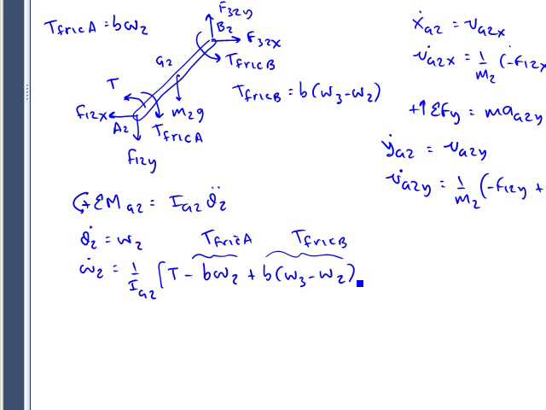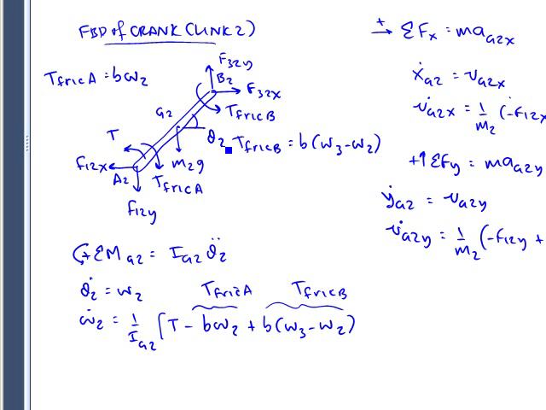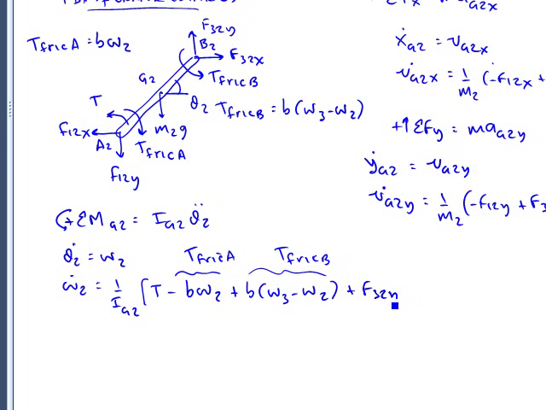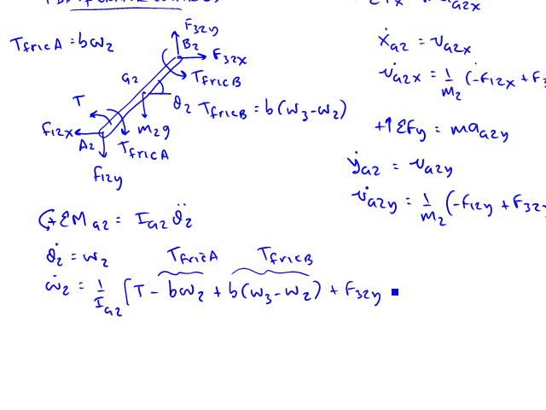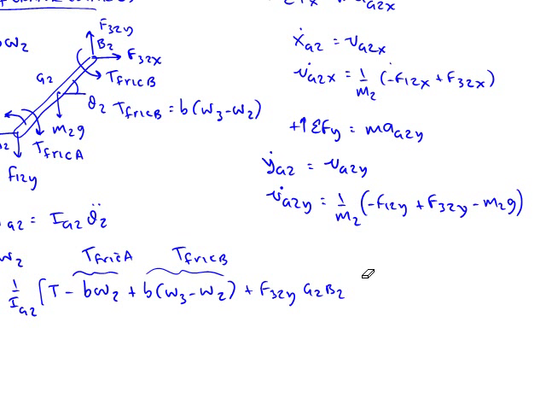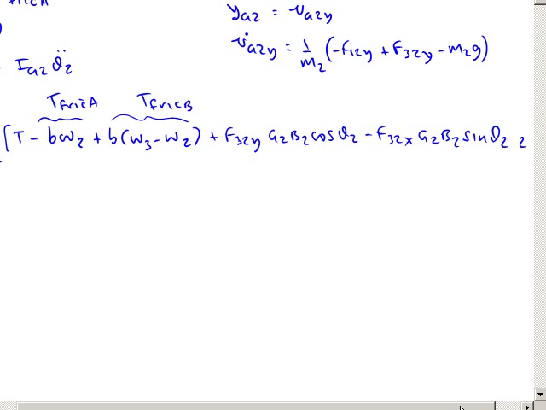And now I have the moments about the center of gravity due to the pin forces. Here it's worth reminding myself of which way theta2 is. This link is drawn in the first quadrant, so determining the signs for the moments is pretty easy. I'll have plus F32y times G2B2. If it's a vertical force, I need a horizontal moment arm, cos theta 2. I'll have minus F32x G2B2 sine theta 2.